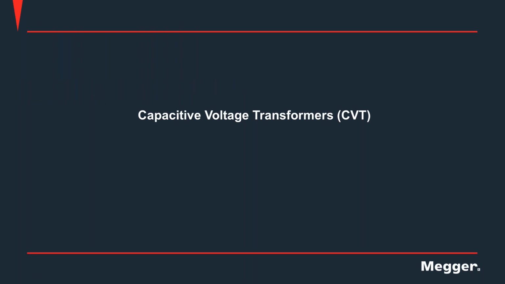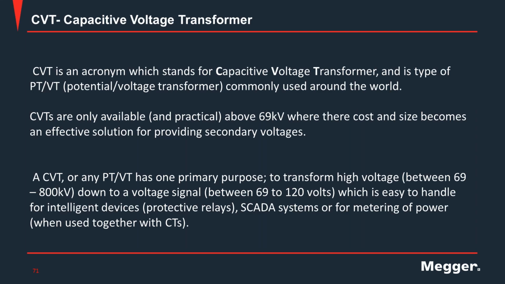Now, looking at the capacitive voltage transformers. CVT stands for capacitive voltage transformer, and it is a type of VT or PT, potential voltage transformer, commonly used around the world. CVTs are only practically available above 69 kV, where their cost and size become an effective solution for providing secondary voltage. So mostly the CVT is for high voltage applications.